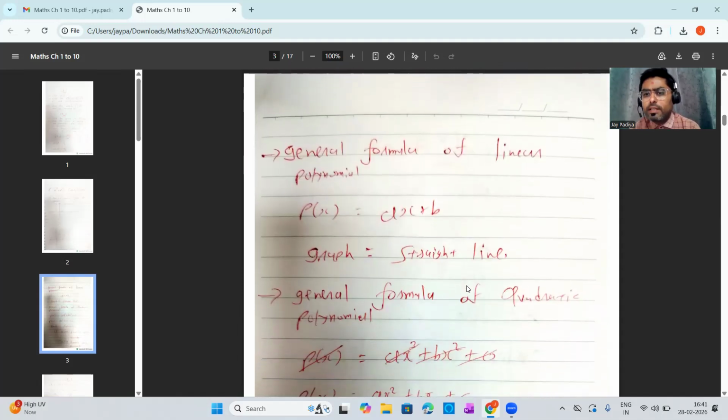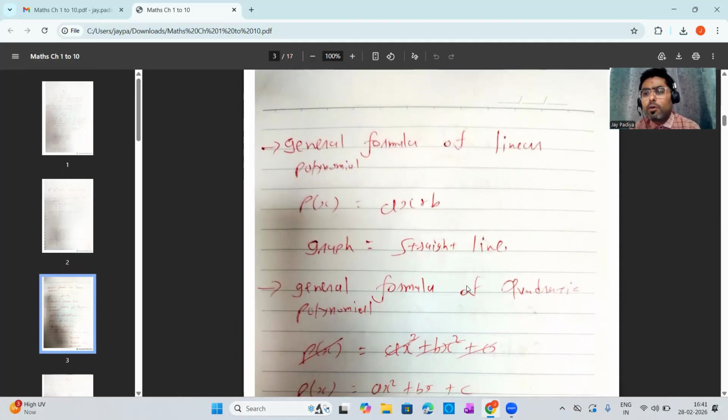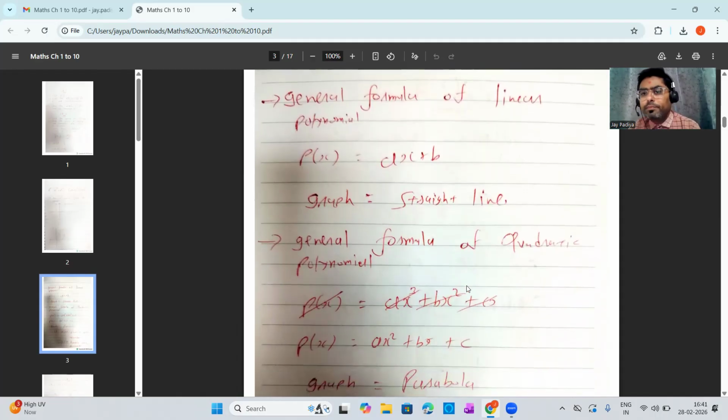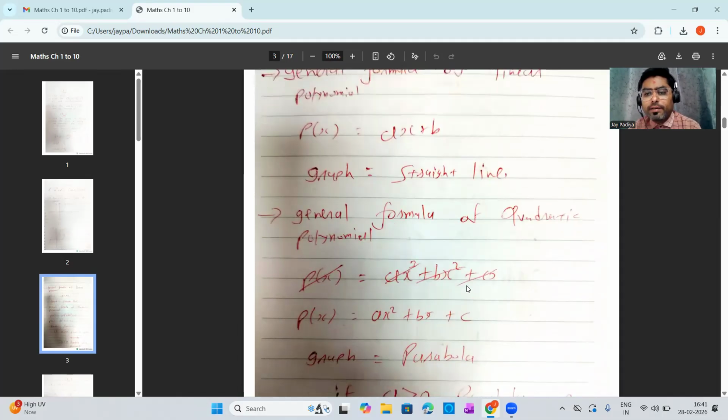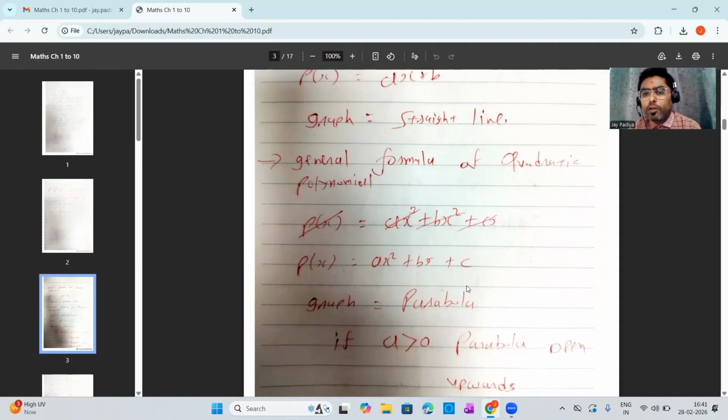These are also basics, right? They may ask one-liner questions in Section A, MCQ: the general formula of a linear polynomial. ये आपको पता होना चाहिए. P of x equals ax plus b, and the graph of a linear polynomial is a straight line, same like that quadratic polynomial.